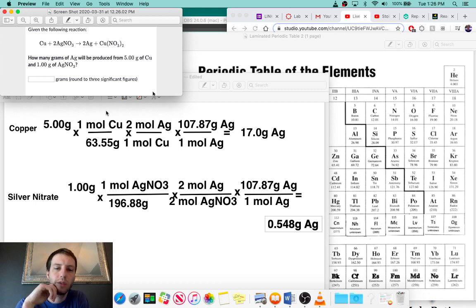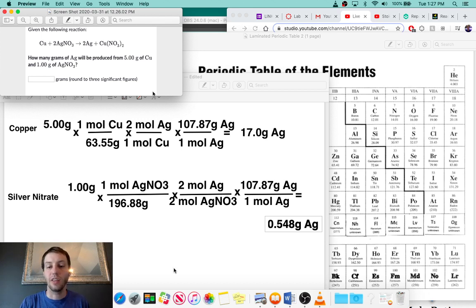It makes sense that our silver nitrate is going to make a lot less product than our copper. I'm getting that from the fact that silver nitrate is a much more massive compound than the element of copper, molar mass being 196 versus 63. It's going to take more to get to a mole of silver nitrate, and silver nitrate is being consumed twice as fast as my copper. It takes 2 silver nitrate for every 1 copper. All those things taken together, I could have predicted that silver nitrate was going to be my limiting reactant.